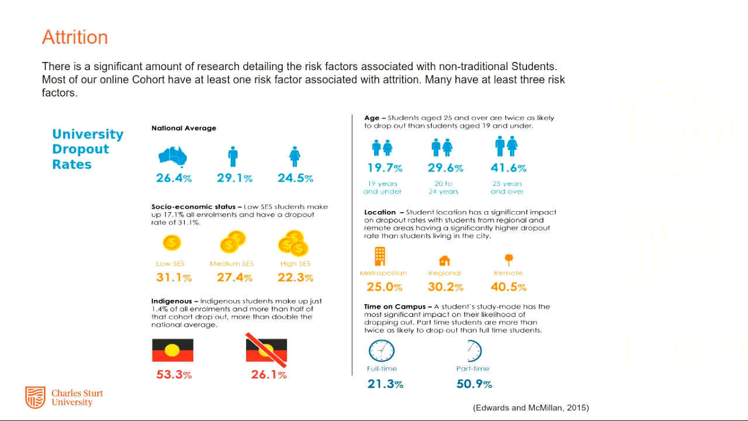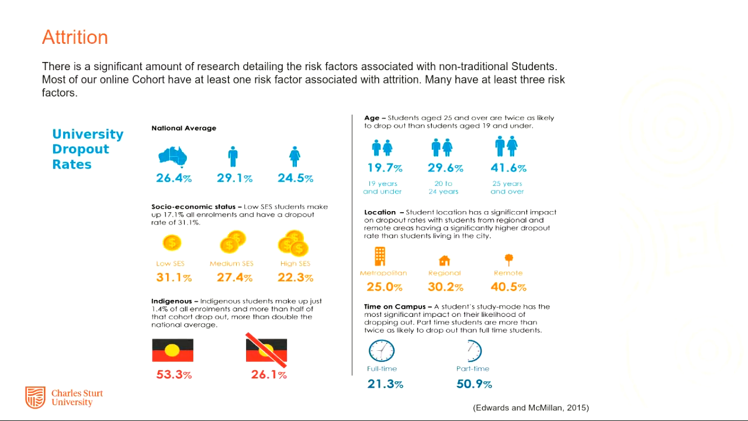The attrition factors I've touched on already are really around university dropouts. And when these factors are present in particular students, they obviously compound. So at Charles Sturt University, we often have a low SES student, we often have an Indigenous student, we often have a student 25 years and over, and of course we have regional or remote students studying part-time. So there are a number of factors here that compound, making the risk factors significantly greater.